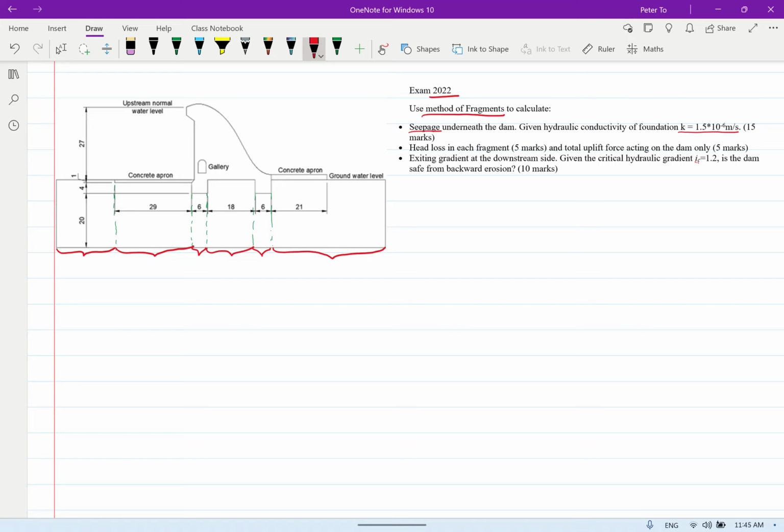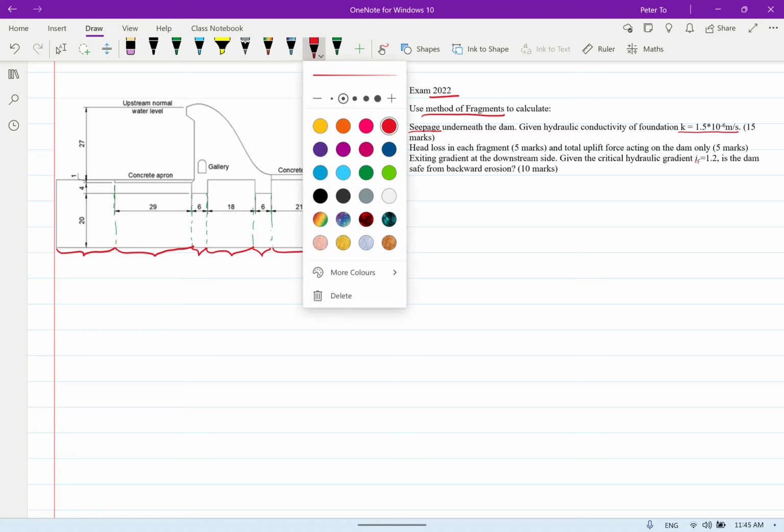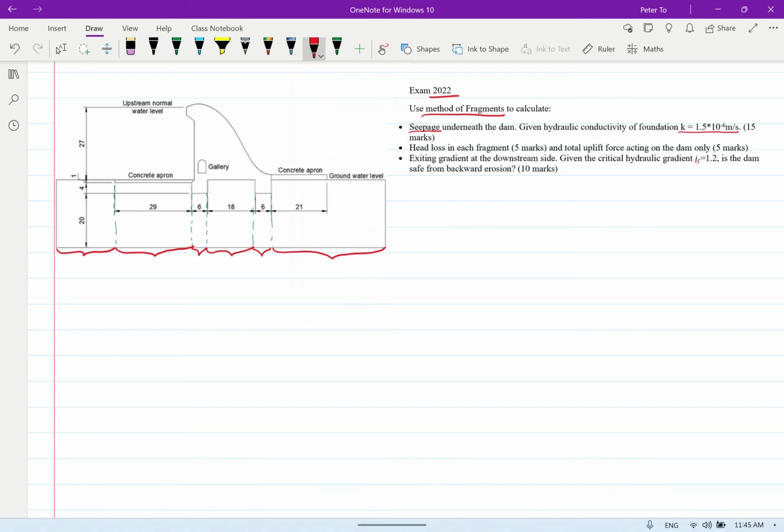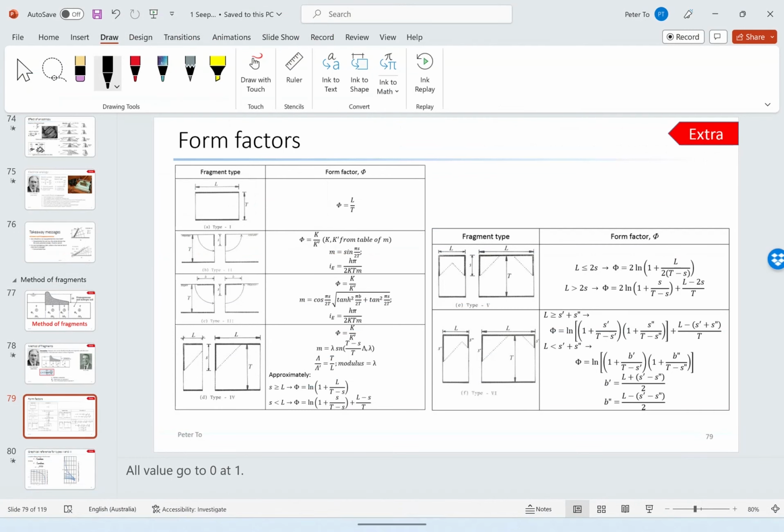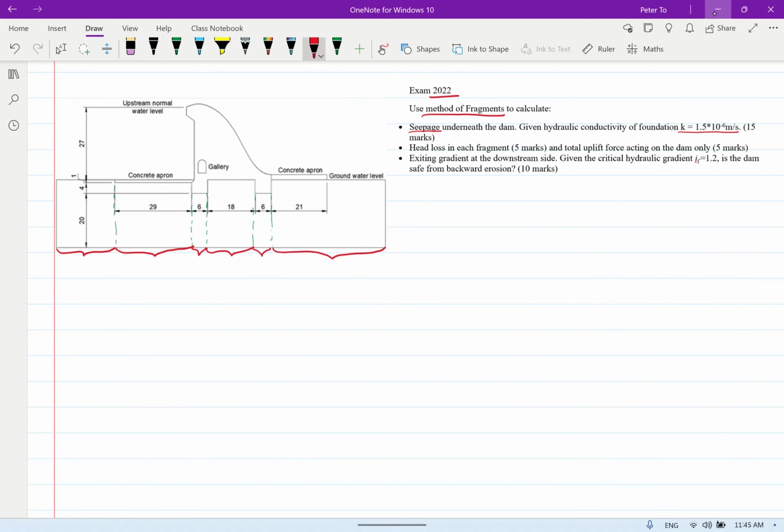Now, the second step, after you have divided the foundation into fragments, you need to identify the type of the fragment. Let's see what are they. The first one, we have free surface and a step. So therefore, we need to look at the table with the form factor to find what is this. Alright, free surface and a step. So it must be this one. You have free surface and a step. You can see that. So it must be of type 2.